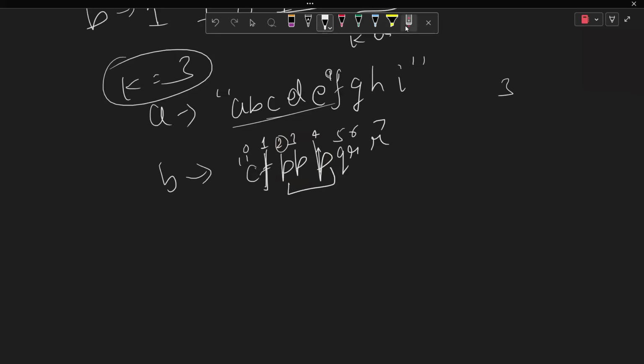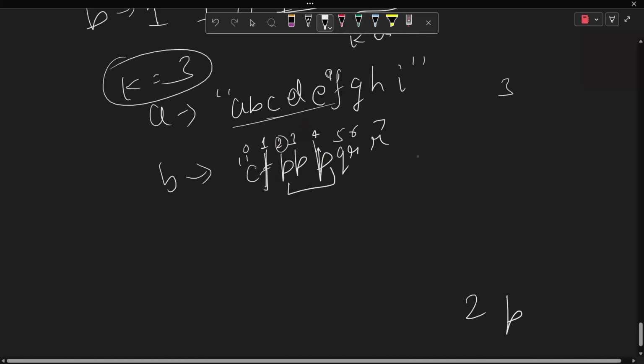So now I'm taking zero based only. This would be the last operation that I would perform, 2p. But before that, for the left side, I would start from the start.